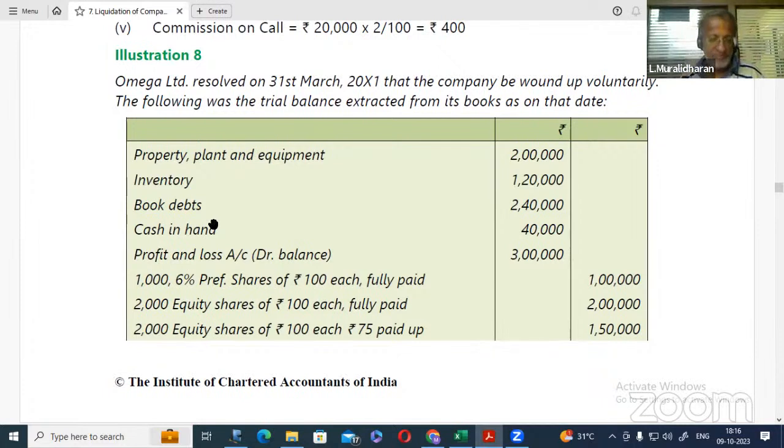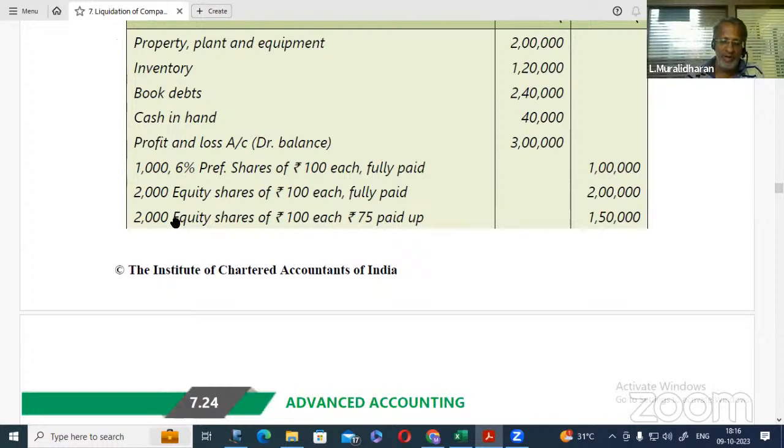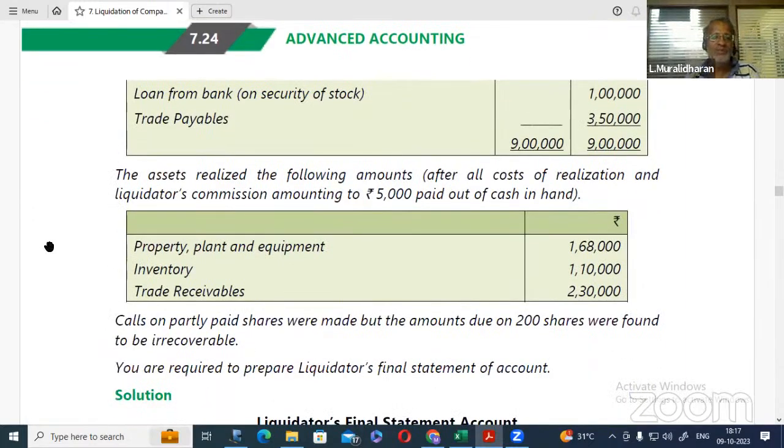Omega resolved on 31st of March 20X1 that the company be wound up voluntarily. The following was the trial balance extracted from its books as on that date. PPE 200,000, inventory 120,000. Book debts 240,000, cash in hand 40,000, profit and loss account debit balance 300,000. 1,000 6% preference shares of rupees 100 each fully paid up 100,000. 2,000 equity shares of rupees 100 each fully paid up 200,000. 2,000 equity shares of rupees 100 each, 75 paid up 150,000. Loan from bank on security of stock 100,000, trade payable 350,000, total being 900,000.